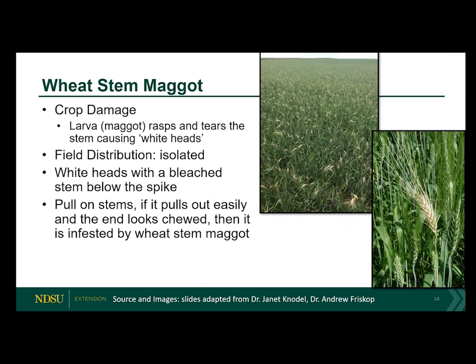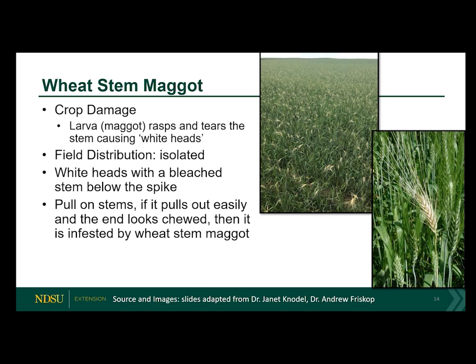What does crop damage look like for wheat stem maggot? We can see some of these scattered heads around that are bleached or white. All larvae in the Diptera, the flies, have rasping mouthparts, so that's going to be tearing the stems and causing the white heads. It's isolated but scattered, and the white heads will be bleached below the head. That's another indicator: where is that white head? Is it the whole plant, or is it right below the head?